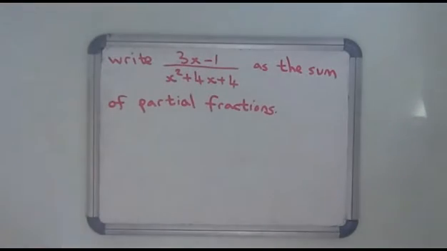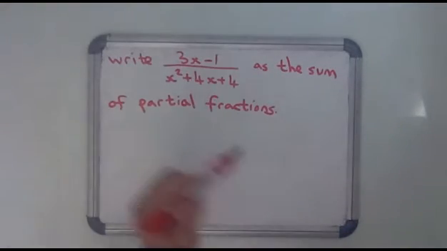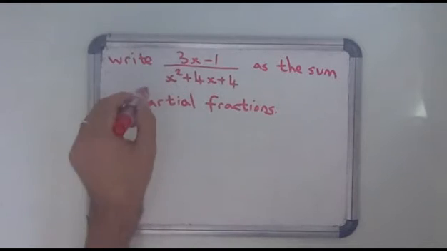Okay, partial fractions question. Write (3x - 1)/(x² + 4x + 4) as the sum of partial fractions. So you look at this and you want to be factorizing the denominator.